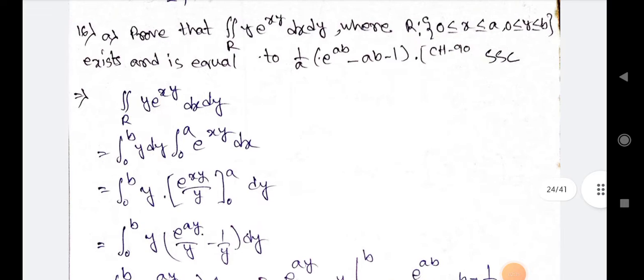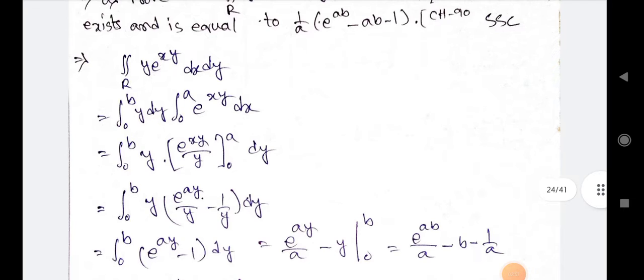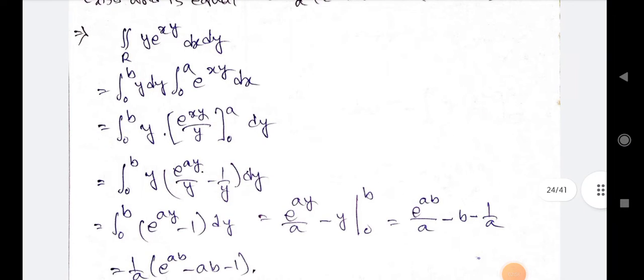Next, the next example. Prove that double integration of y e to the power xy dx dy, where R is 0 less than or equal to x less than or equal to a and 0 less than or equal to y less than or equal to b, exists and is equal to 1 by a into e to the power ab minus 1.